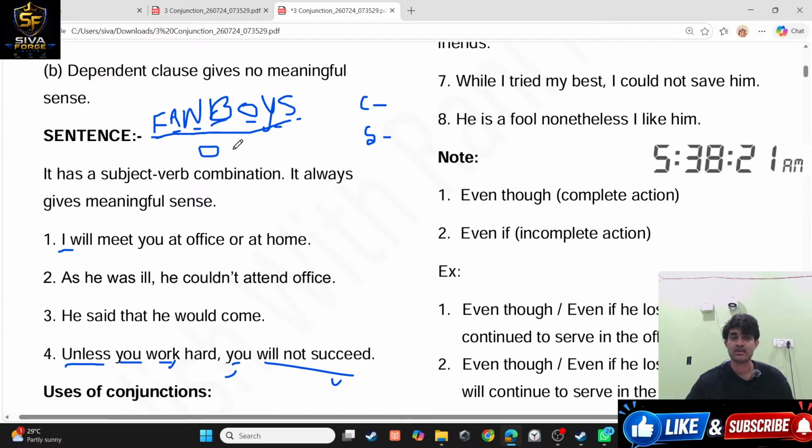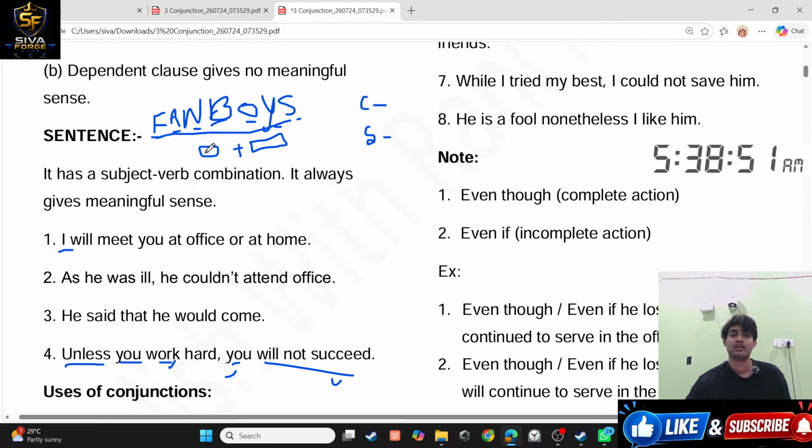What is an independent clause? It has a subject and verb and gives meaningful sense. These are the fanboys. After that, the subordinate conjunctions. The rest of all the conjunctions are subordinate conjunctions, and some are correlative conjunctions like either...or, neither...nor, not only...but also.